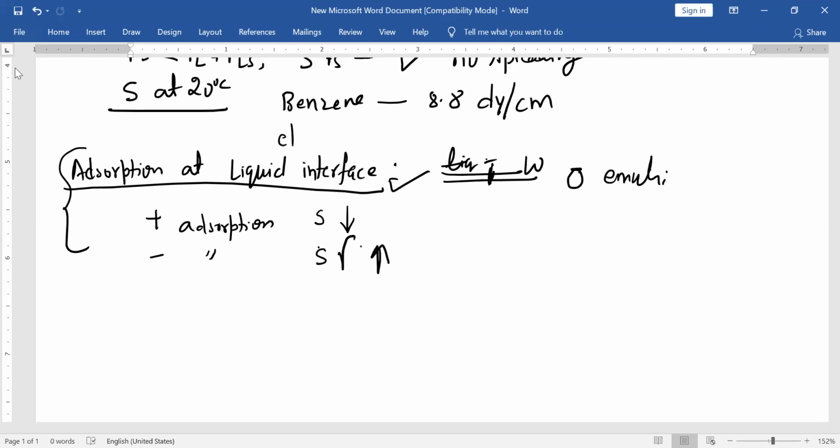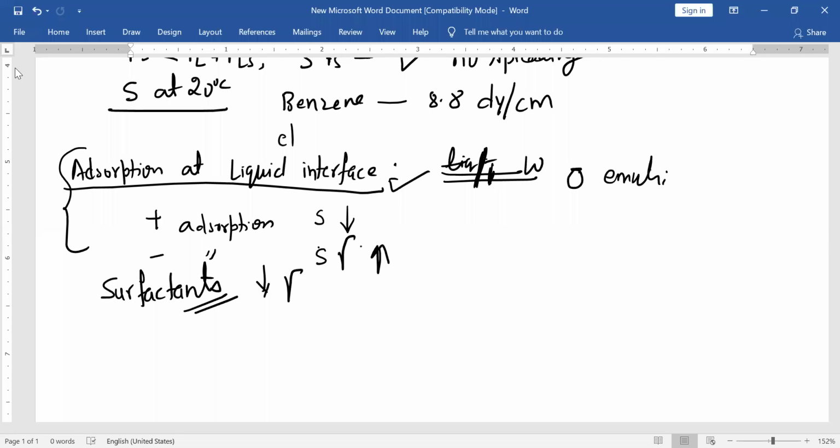So next comes our surfactants. What are surfactants? These surfactants are those agents which lower the surface tension. Surfactants are the agents which are used to lower the surface tension of a liquid and also reduce the interfacial tension between two liquids. As I told you here, when two liquids are immiscible, to reduce the interfacial tension between them we use surfactants.